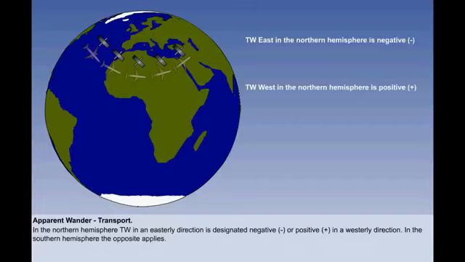Note also that transport wander will not affect flights along a north or south meridian. The formula to note for transport wander is: transport wander equals the easterly component of ground speed divided by 60, times the tan of the latitude, in degrees per hour.